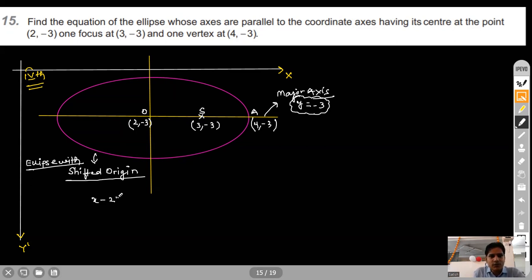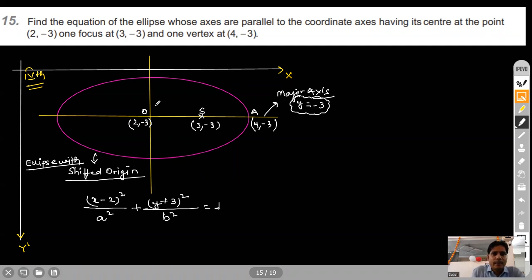It will be (x minus 2) whole squared upon a square, plus (y plus 3) whole squared upon b square, and that should be equal to 1. I have written it in the standard form itself, right? So this will be our equation of ellipse. Now, if we can find the value of a and b, or a square and b square, we can easily write the equation.